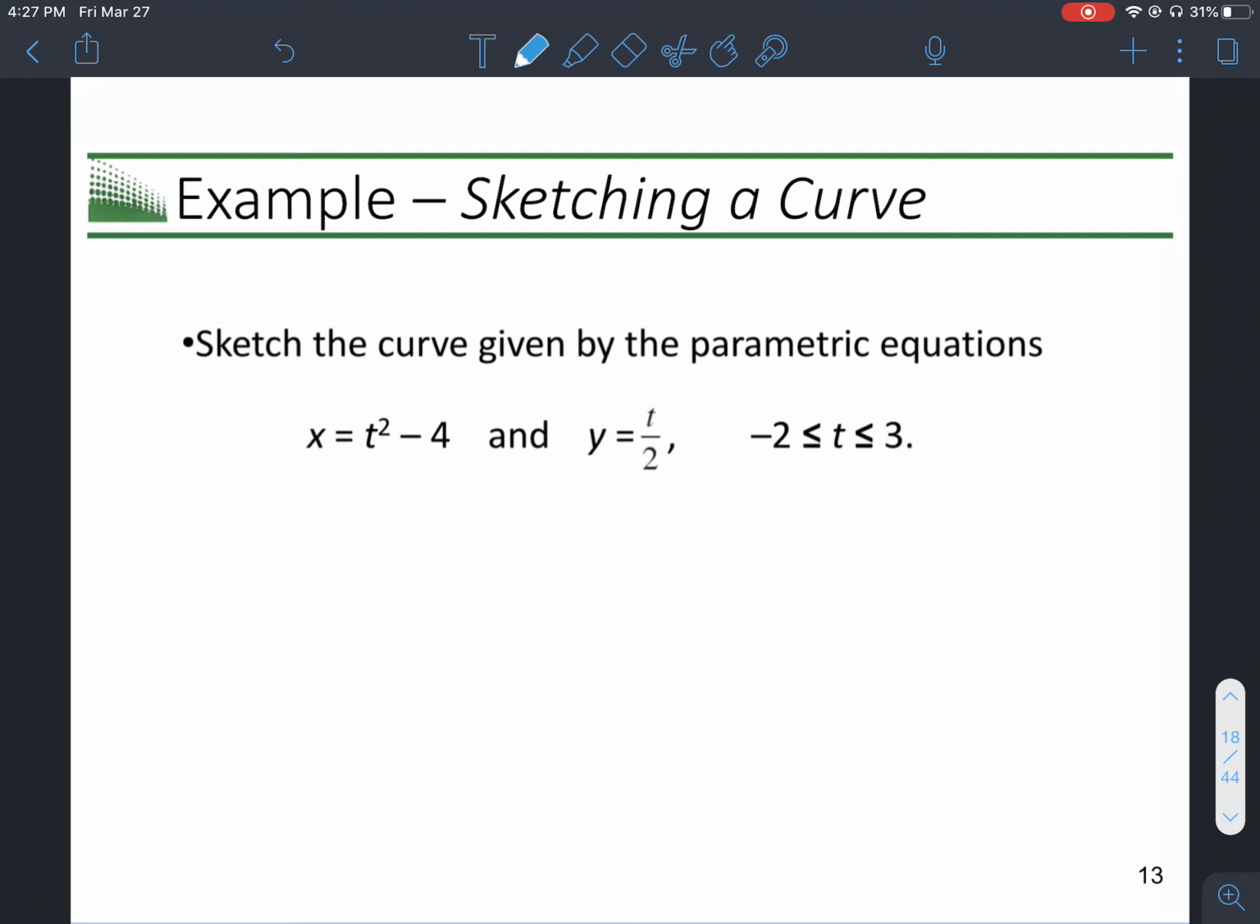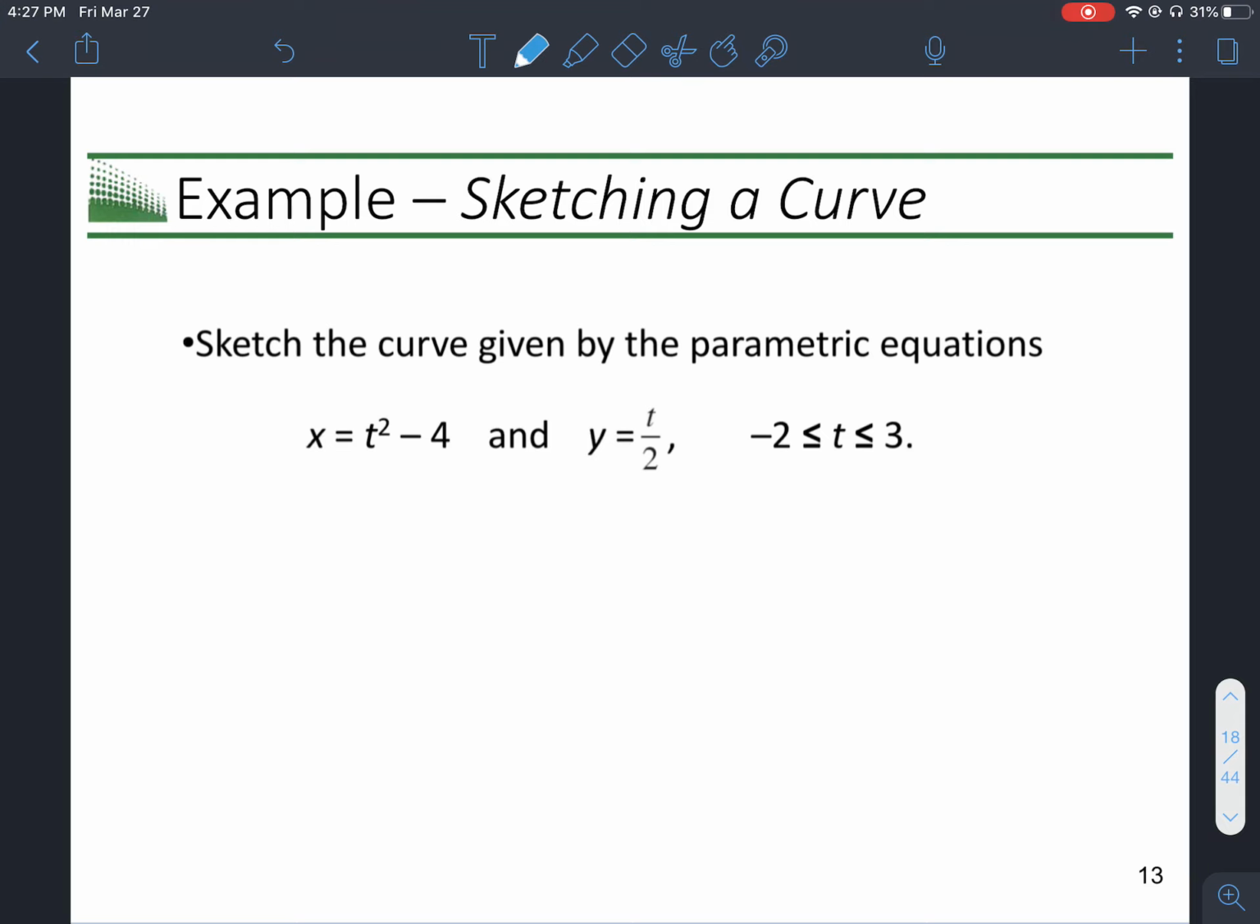In this example that we're going to sketch right now, we have two equations. We have our x equation, x is equal to t squared minus 4. And we have our y equation, y is equal to t over 2. And our t value doesn't start at 0 anymore, but rather it starts at negative 2. And we're going to go all the way from negative 2 up to t is equal to 3. So the way that we want to sketch this curve is we want to start by building a table. We want to build a t, x, y table.